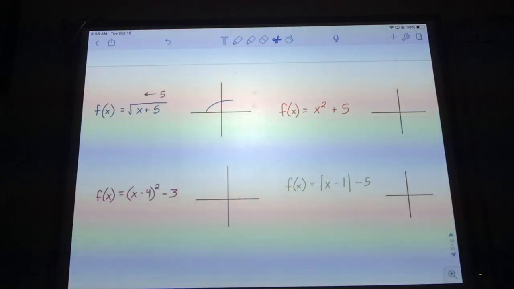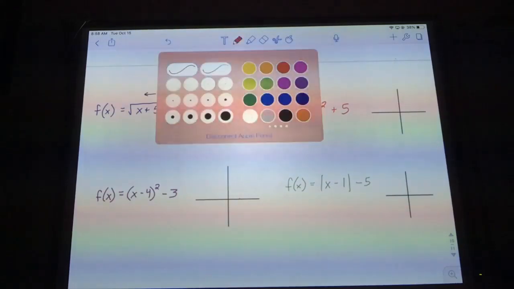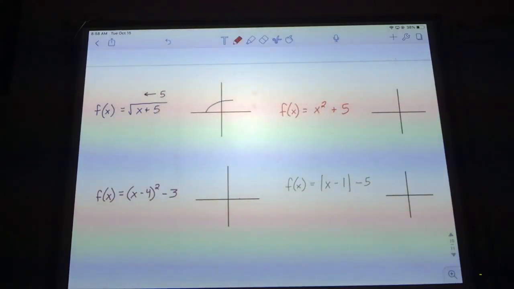What about the red one? What shape is that red one? It's a U, because this squared makes it a U. It's a quadratic, so it's a U shape. It goes through the middle, just like all of them. It doesn't have to be perfect.